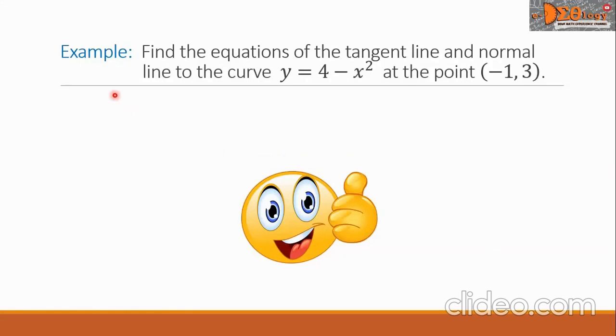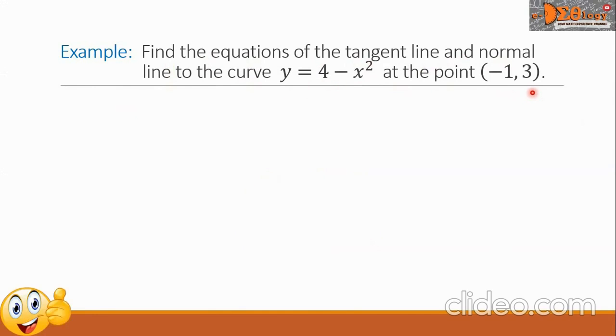Let us see this example. Find the equations of the tangent line and normal line to the curve y equals 4 minus x squared at the point negative 1, 3. For our solution, step 1 is find the slope m. So we write m equals f prime of x at the point x sub 1, y sub 1.